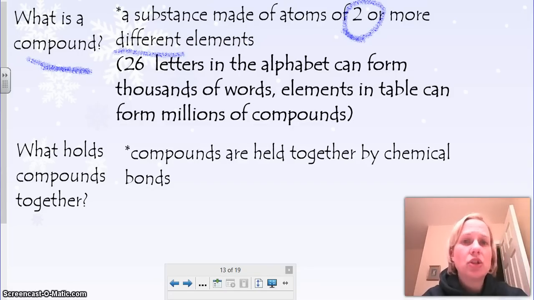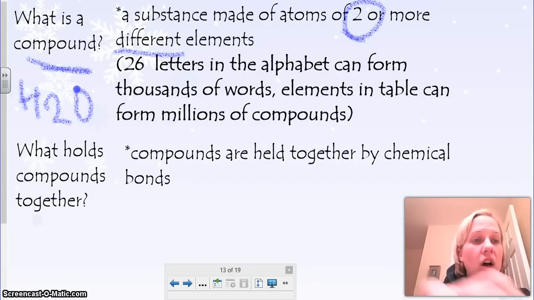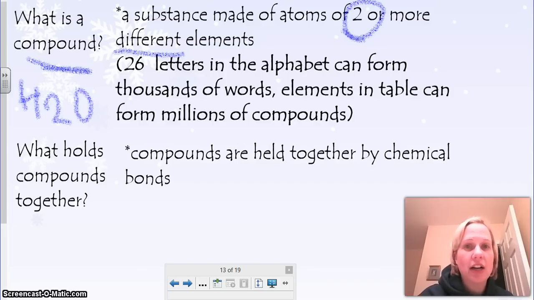So I can't just put 2 oxygens together. That's not going to make a compound. But if I put H2O, now I've got a compound. I've got hydrogen and I've got oxygen working together. They're helping each other out.